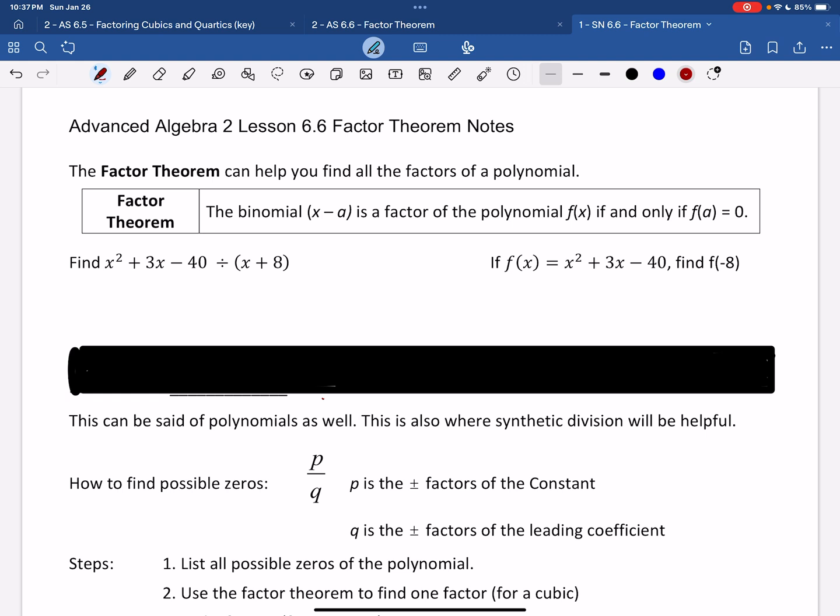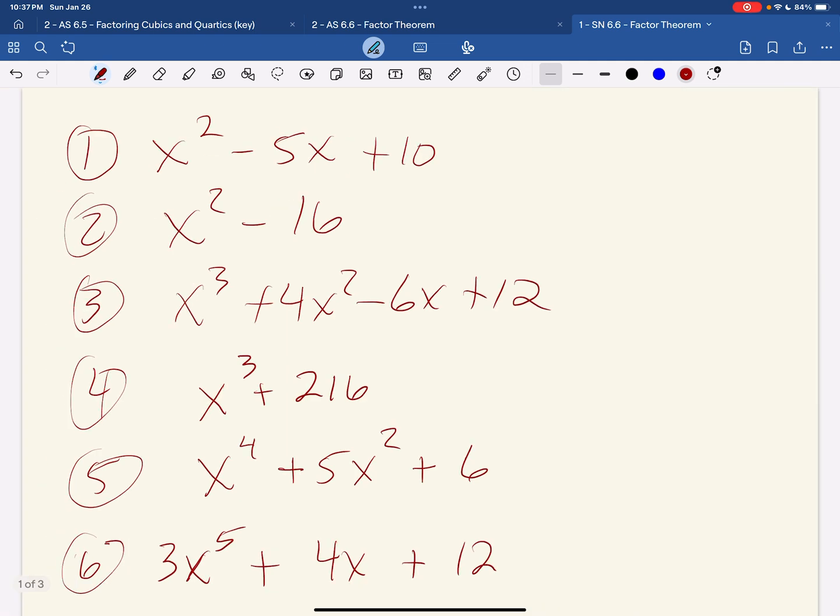So this will be the video for lesson 6.6, and we're going to be talking about the factor theorem, and different types of polynomials that we can factor. The first thing I'd like to do is take a look at this list. If you look at number 1, you can recognize that it might not be factorable, but we know how to try to factor it, and that would be using guess and check.